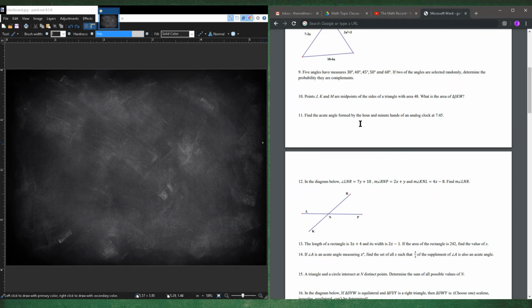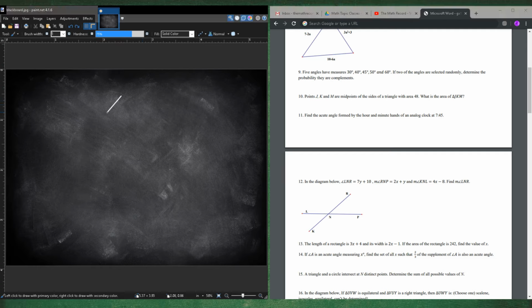Points J, K, M are midpoints of the sides of a triangle with area 48. What's the area of JKM? I guess you could draw the picture out on this. Usually I won't, but I'll just do it for you.